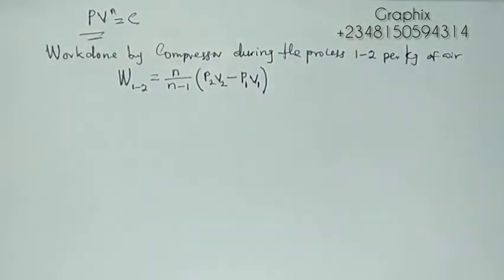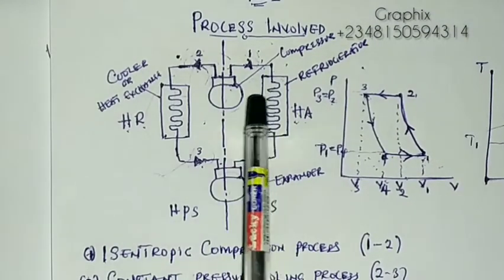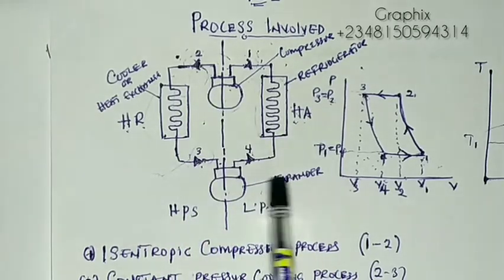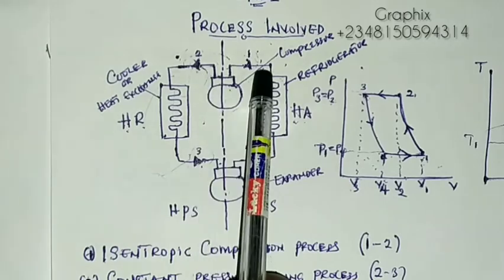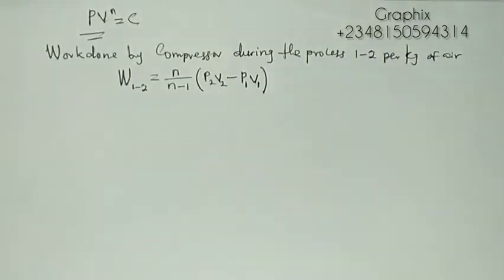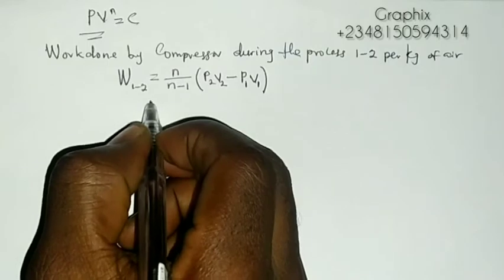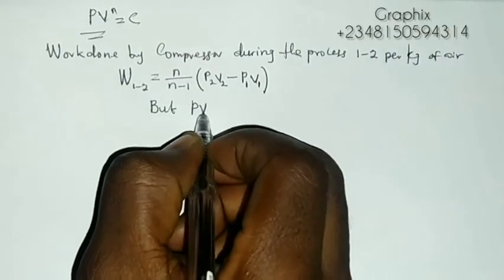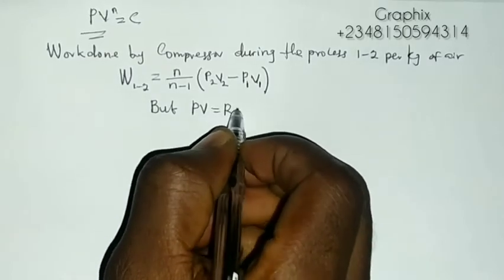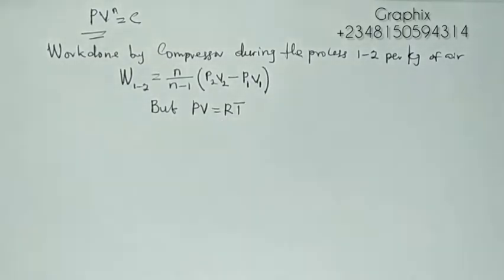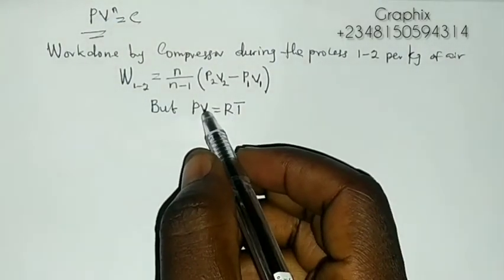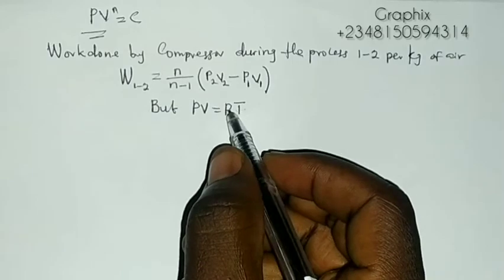So it is the high pressure side minus the low pressure side. States 2 and 3 are at the high pressure side, 1 and 4 at the low pressure side. So it will be high pressure side minus low pressure side. Now, pressure times volume is equal to what? The gas constant R times temperature. It's a relationship we should know. So anywhere I see PV, I'm going to put RT. So R is a gas constant.